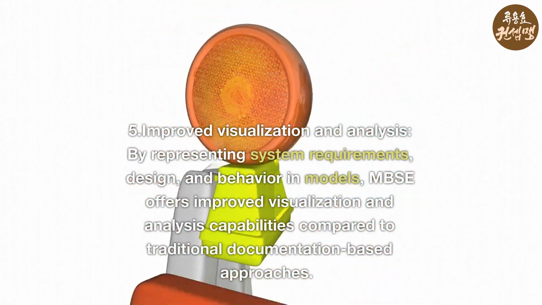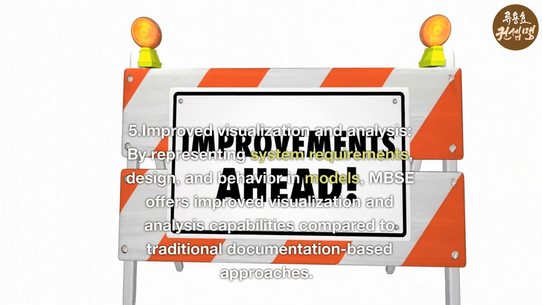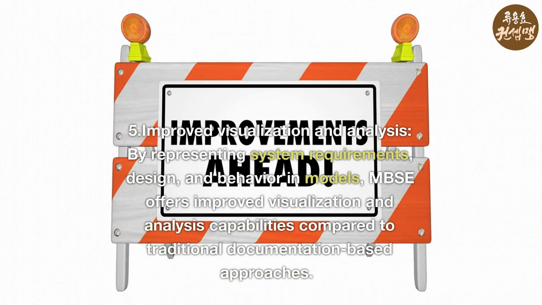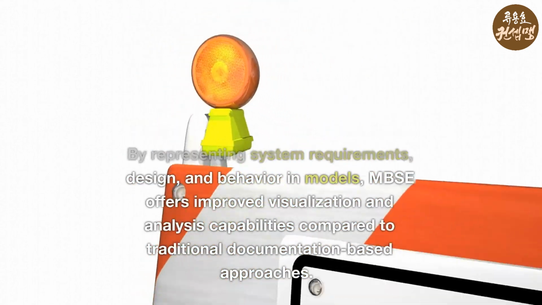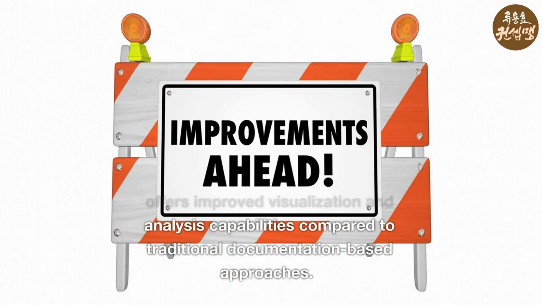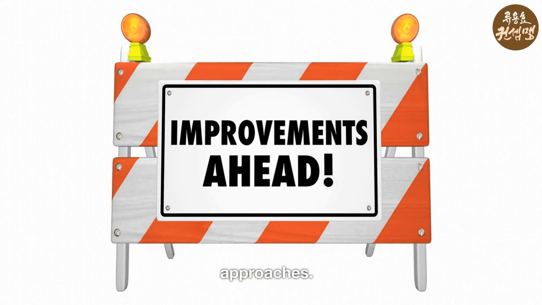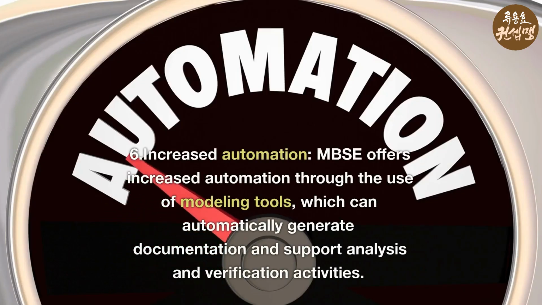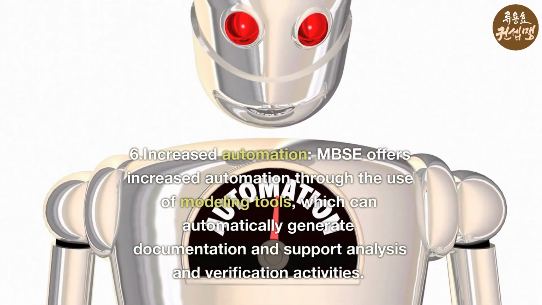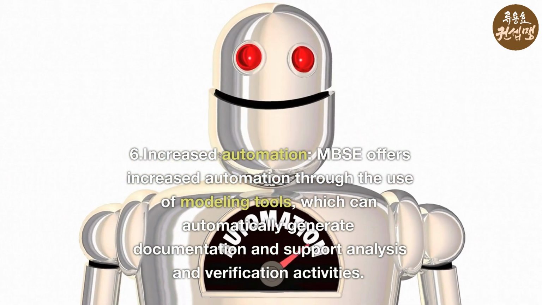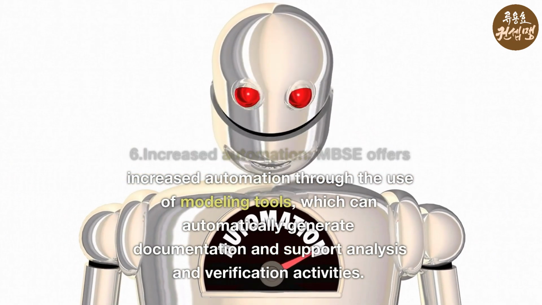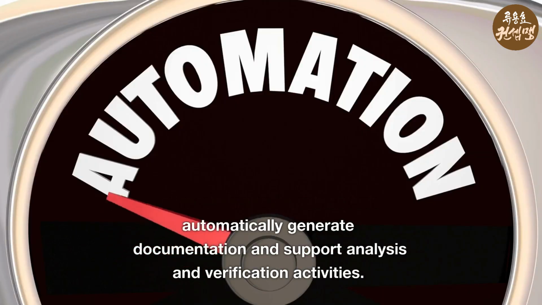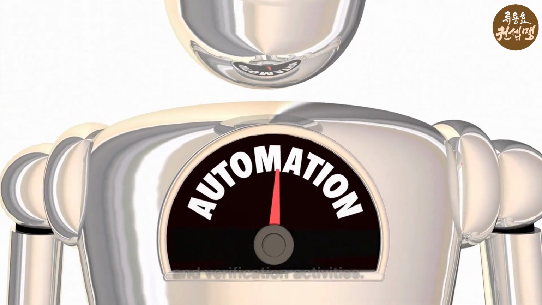5. Improved visualization and analysis. By representing system requirements, design, and behavior in models, MBSE offers improved visualization and analysis capabilities compared to traditional documentation-based approaches. 6. Increased automation. MBSE offers increased automation through the use of modeling tools, which can automatically generate documentation and support analysis and verification activities.